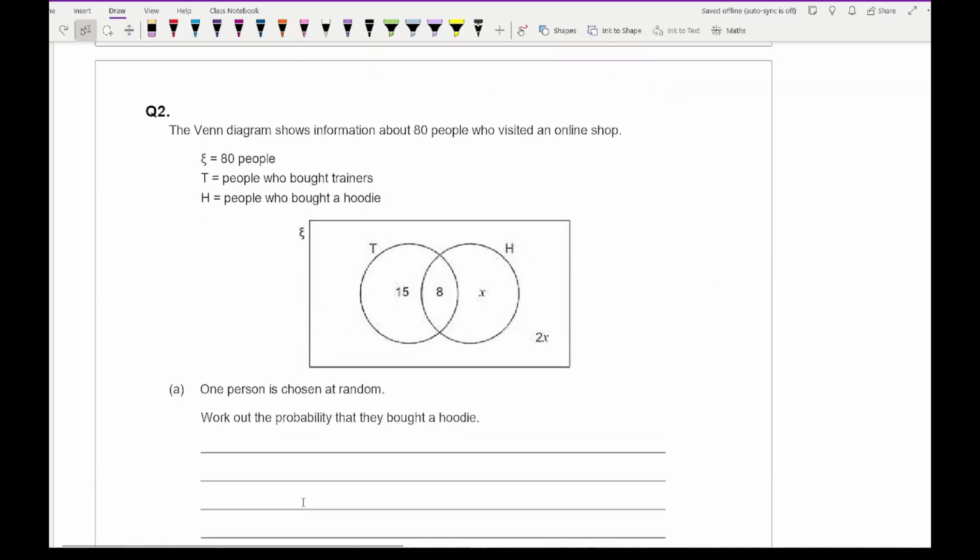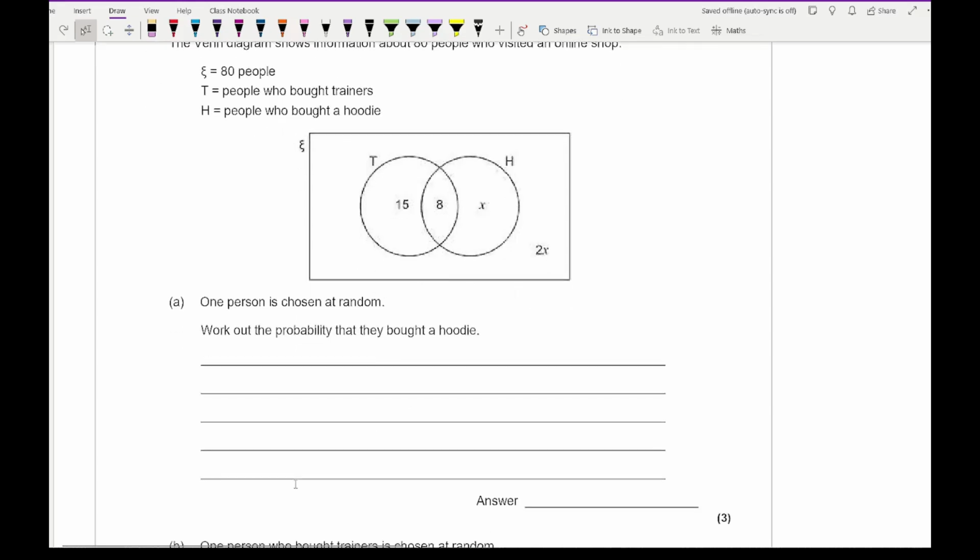Then moving on to question 2, looking at the Venn diagram, it says the Venn diagram shows information about 80 people who visited an online shop, and we know that the total sample size of the population is 80 people. T represents the number of people who bought trainers, and H represents the number of people who bought a hoodie.